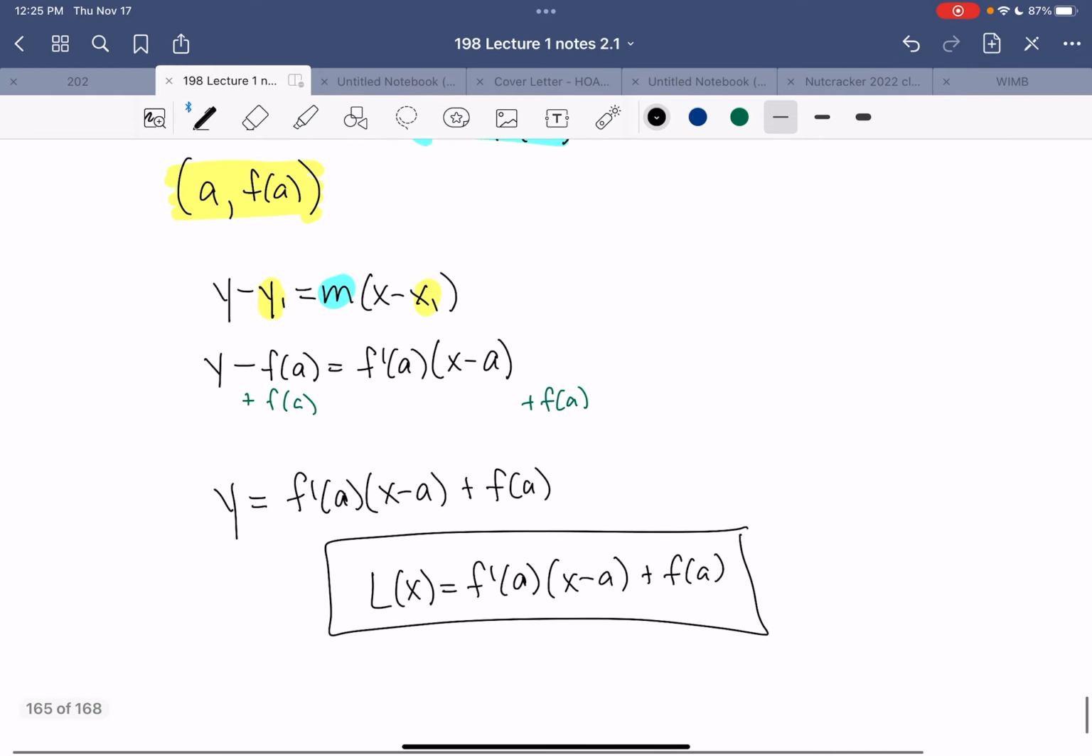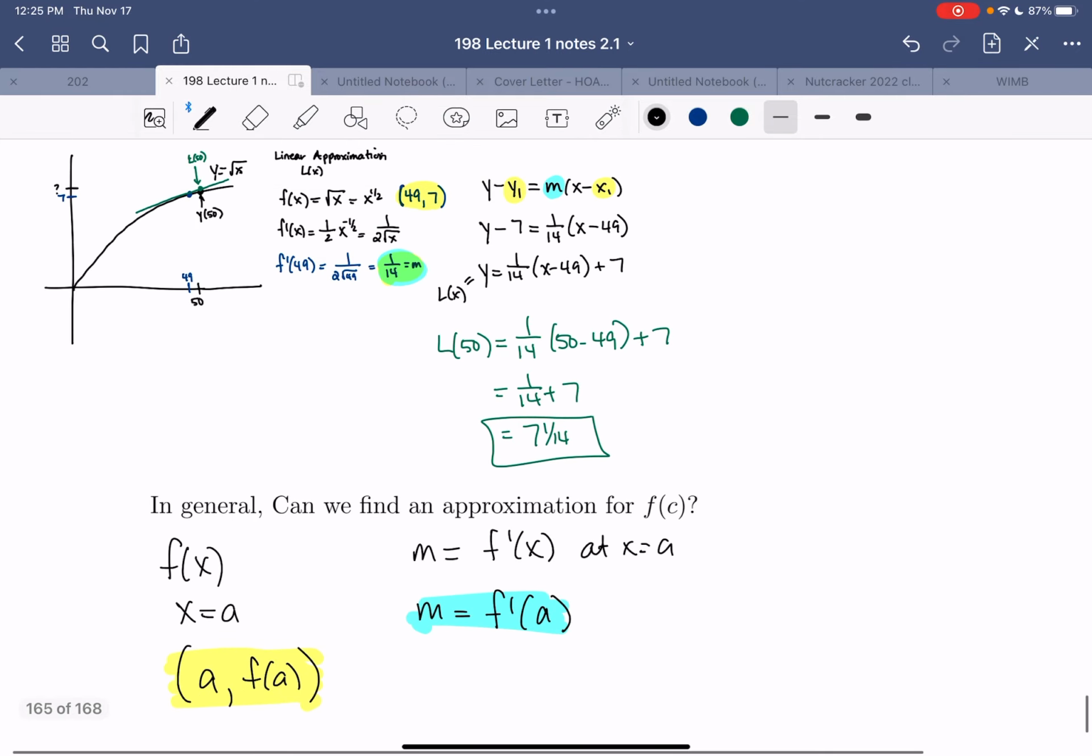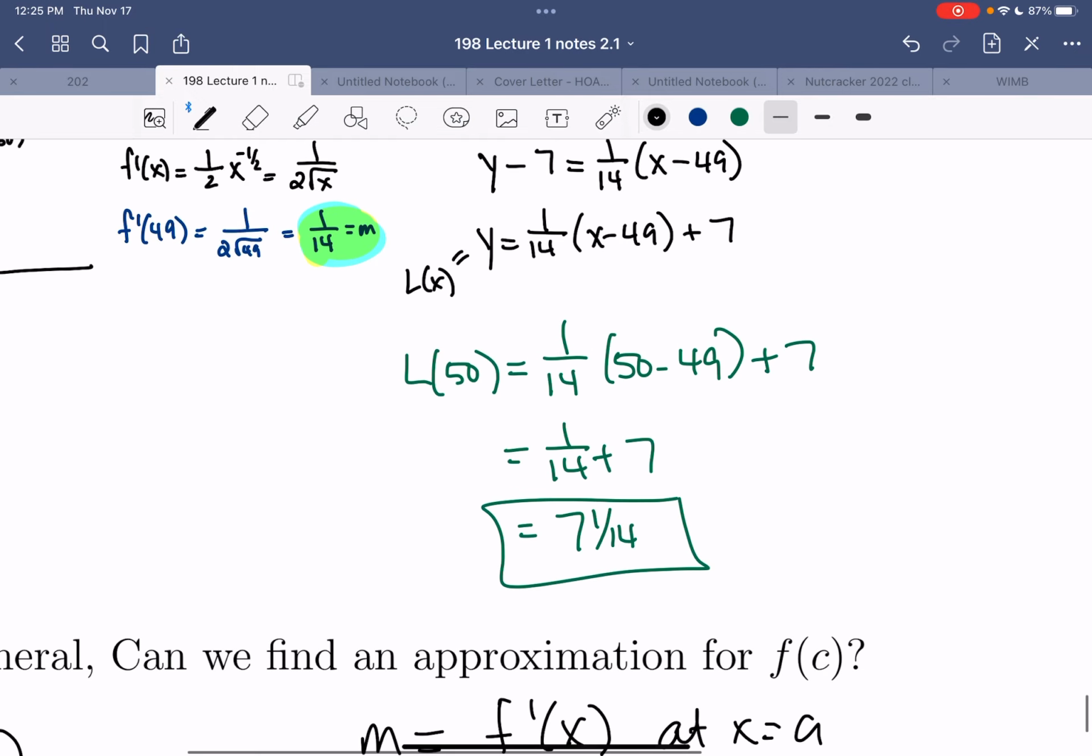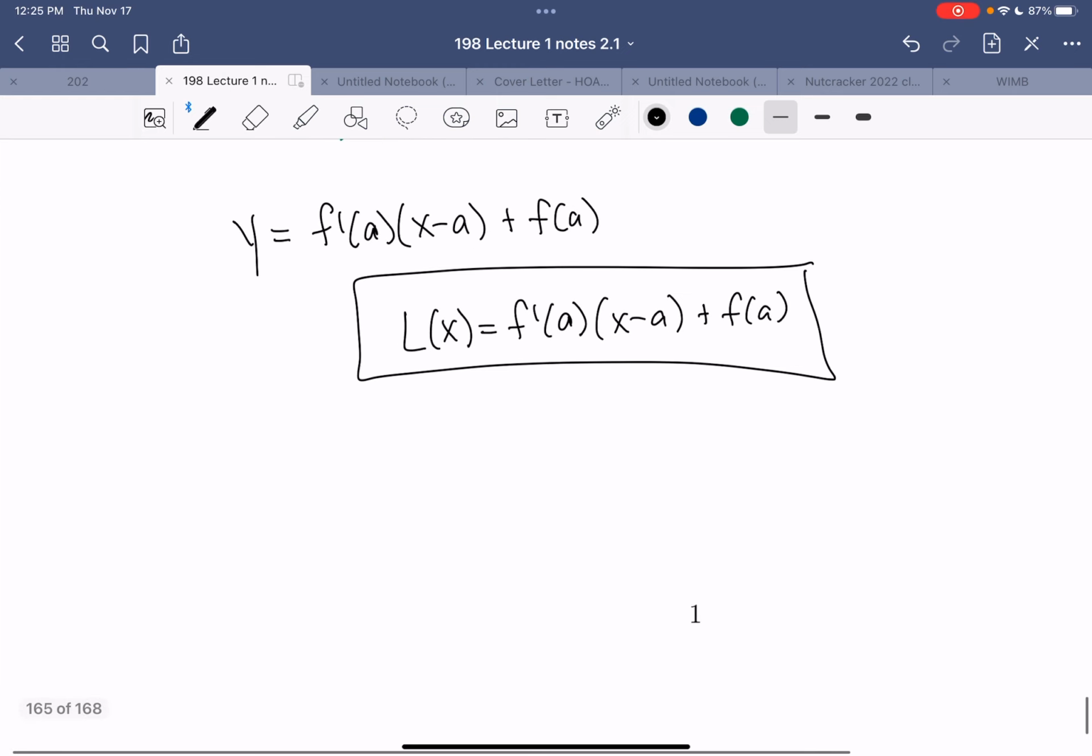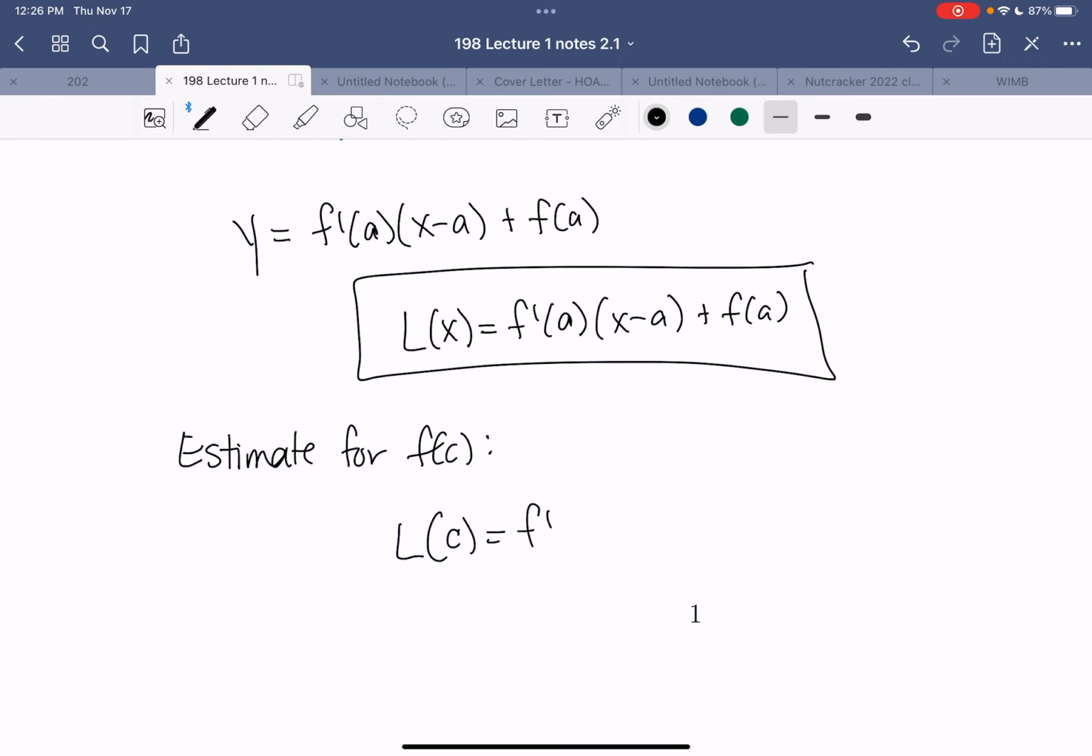Now, notice that what we did up above here, in order to get the value for 50, I then plugged 50 in for my x. So we're going to call that a c. So if we want to estimate f of c, then we plug c in, and we have the L of c is f prime of a, and instead of x, you're going to plug in your c. So it's c minus a plus f of a.